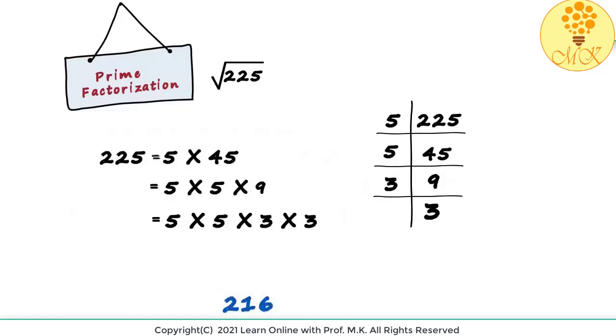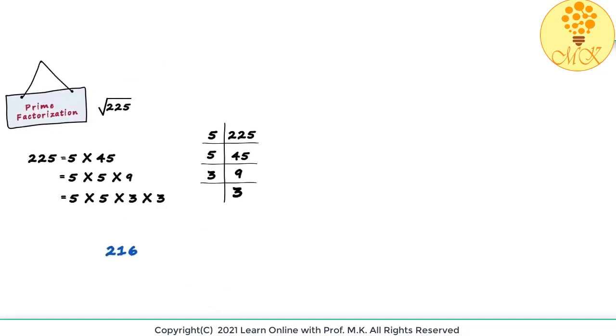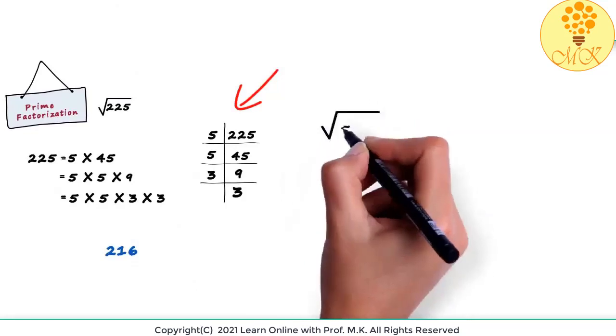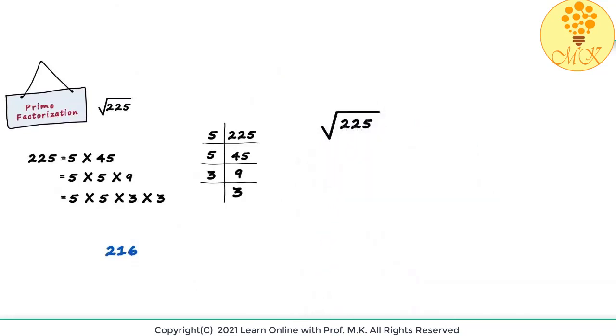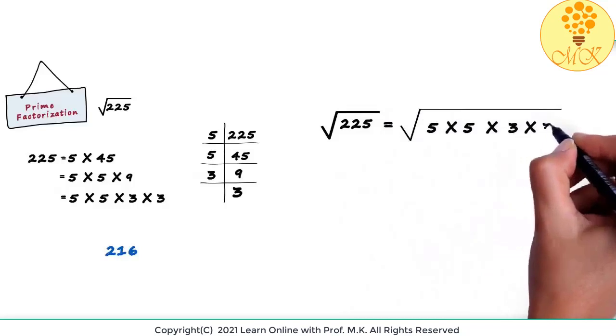By now, we should be fairly comfortable with prime factorization. But now we're getting to the most important point. How will this help us find the square root of 225? You will not believe how simple it is. We write this as square root of 5 times 5 times 3 times 3.